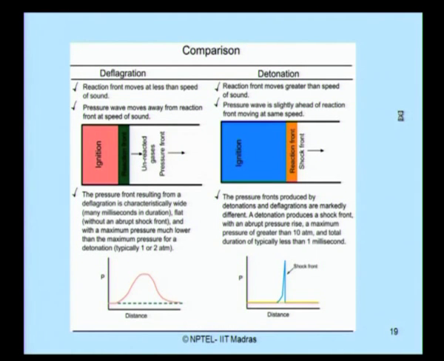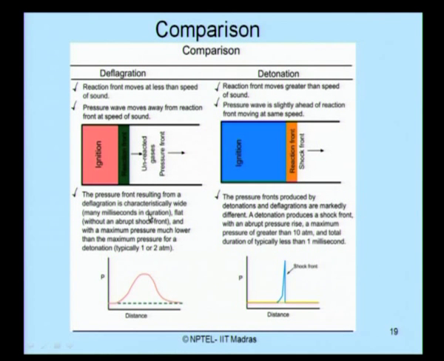Now, let us quickly see how we compare a deflagration with a detonation. In deflagration, the reaction front moves at a lesser speed than that of sound, whereas in detonation the reaction front moves at a greater speed than that of sound. Here in deflagration, the pressure wave moves away from the reaction front at the speed of sound, whereas in detonation the pressure wave is slightly ahead of the reaction front, moving at practically the same speed.